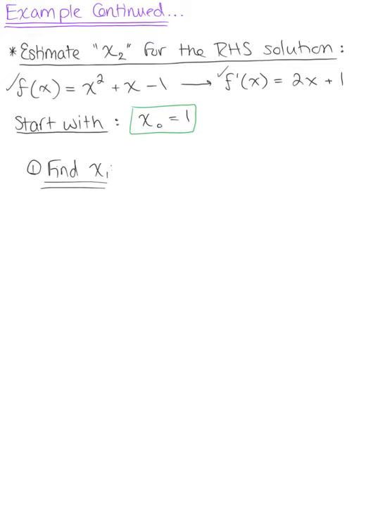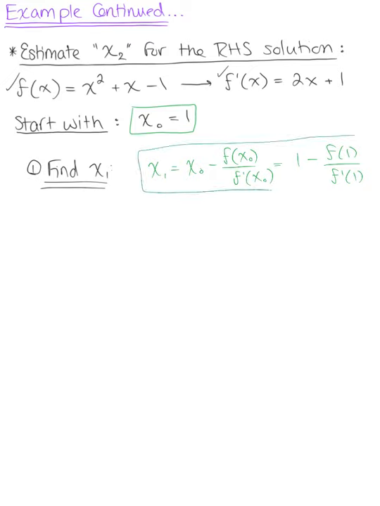And again, we want to reference Newton's generalized method. So this tells us that x sub 1 is going to be equal to x naught minus f of x naught, all divided by f prime of x naught. So here our x naught is 1. So this will be 1 minus f of 1, all divided by f prime of 1. And we're ready to go. So we want to find these individual evaluations and then substitute them in.